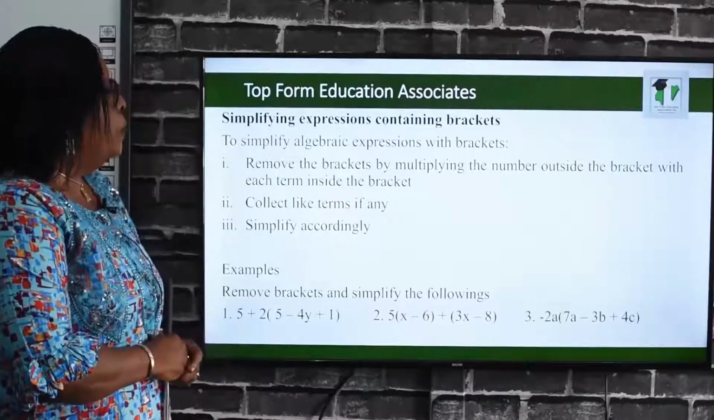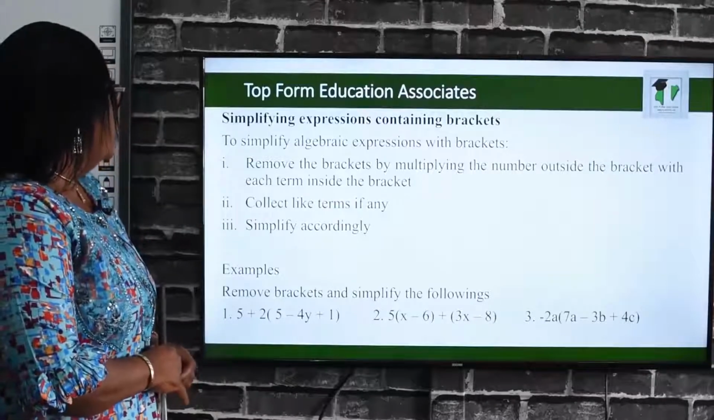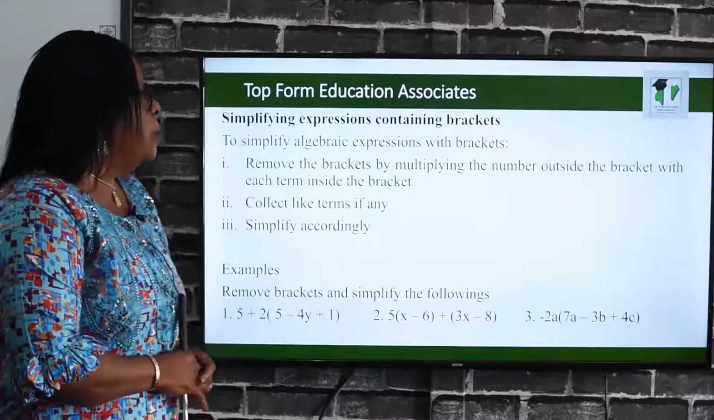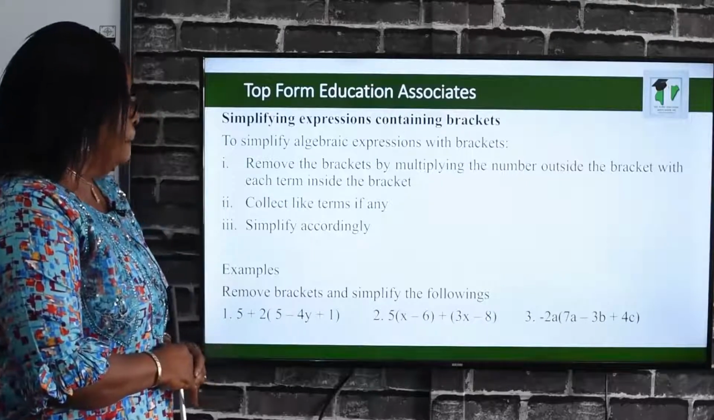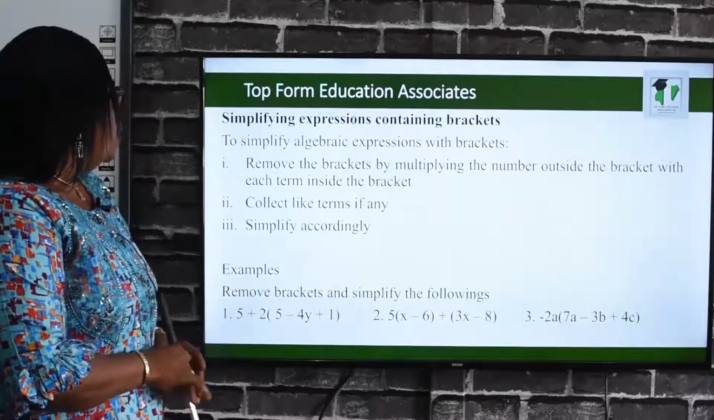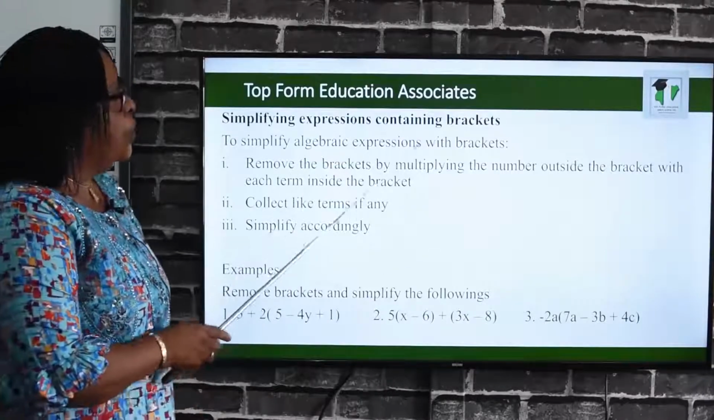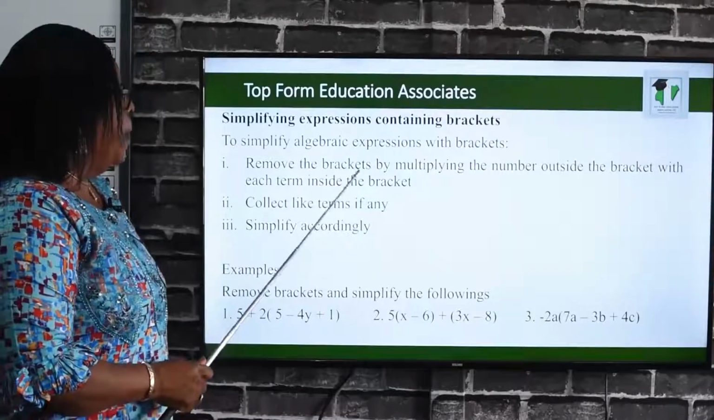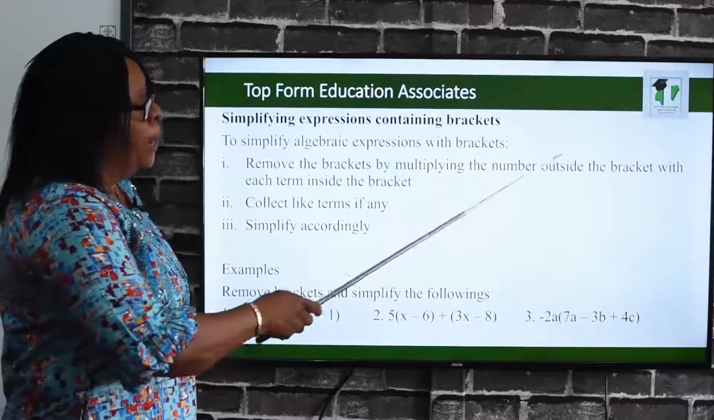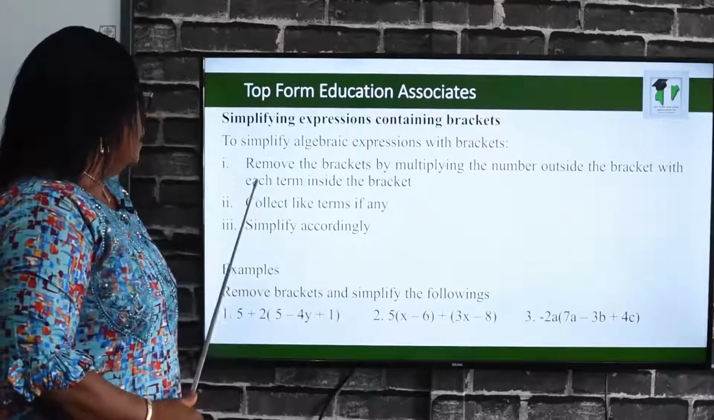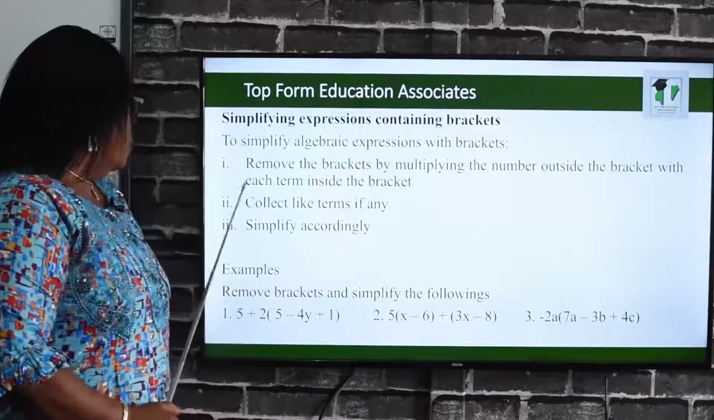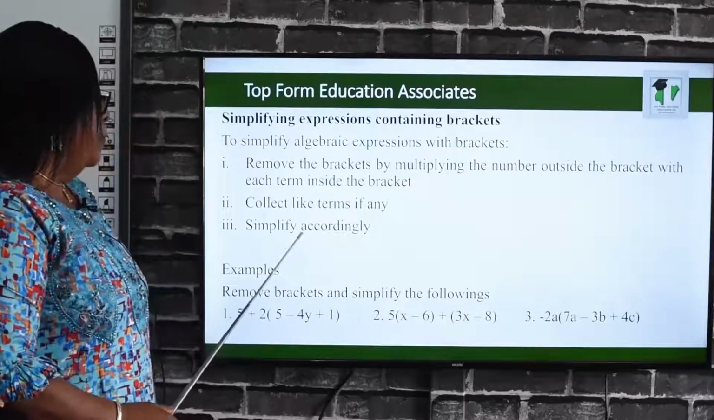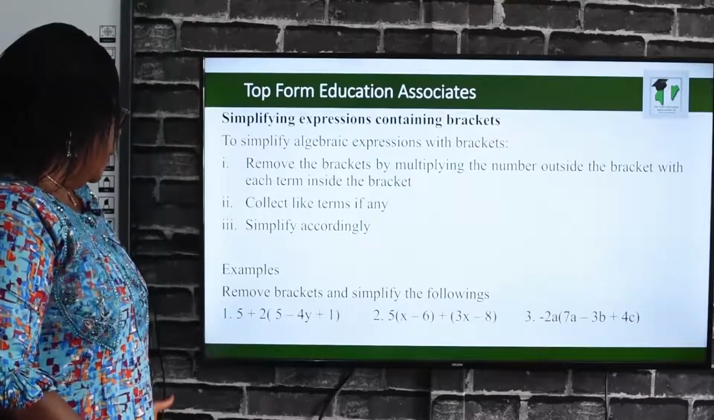Since we have come into our next subtopic, which says simplifying expressions containing brackets. To simplify algebraic expressions with brackets, please note the following steps. 1. Remove the brackets by multiplying the number outside the bracket with each term inside the bracket. 2. Collect like terms, if any. 3. Simplify accordingly. What does it mean?